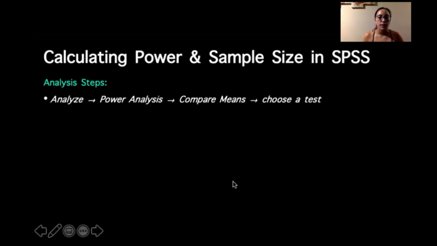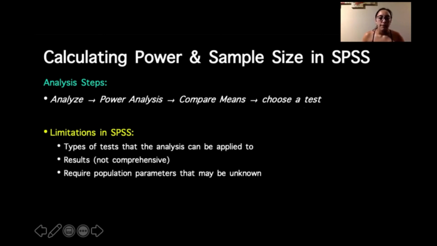When we calculate power and sample size in SPSS, these are the steps that we would use. There is a power analysis. We can compare means as an option in the power analysis, and then we would choose the test that we want to analyze the power for. The limitations in SPSS, and we don't really do power analyses in SPSS because of these limitations, is that the types of tests that the analysis can be applied to are kind of limited.